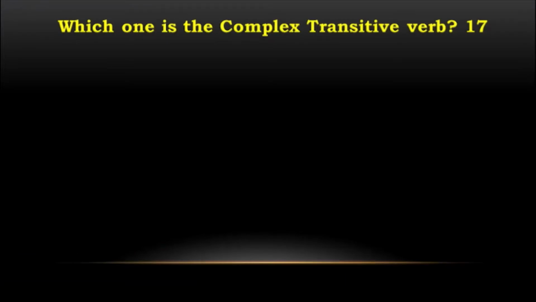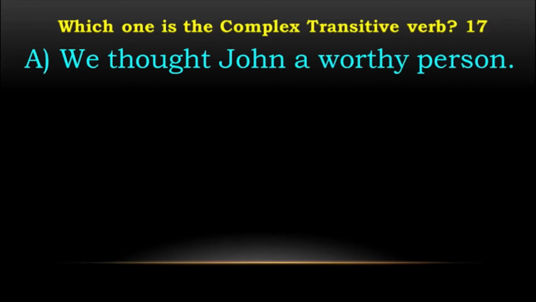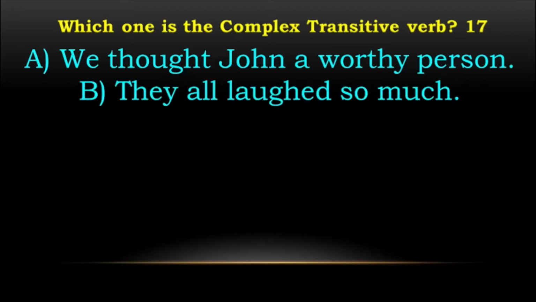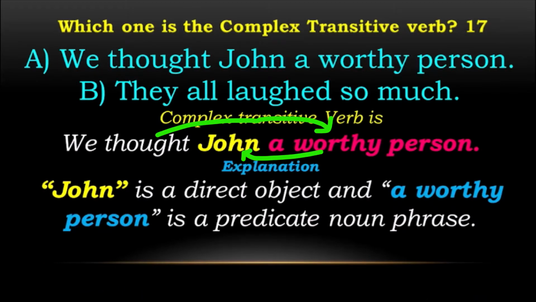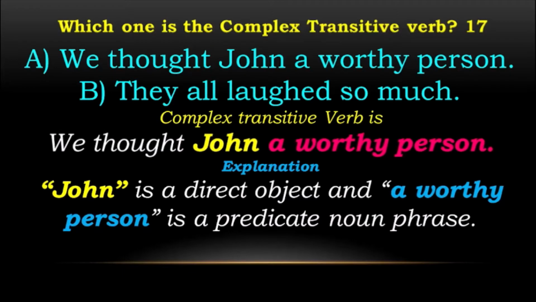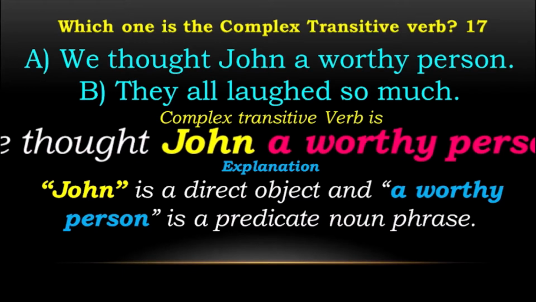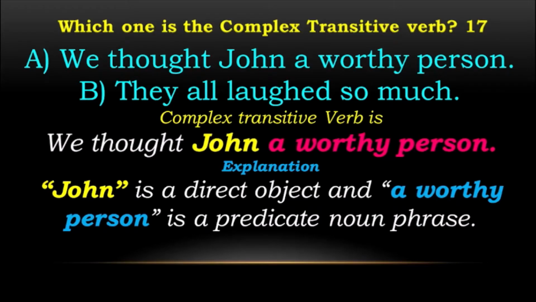The next one is there. Which one is the complex transitive? Now you can easily find it out. We have already done 1, 2, 3 and this is the third one. We thought John a worthy person. They all laughed so much. The complex transitive verb is, yes, we thought John a worthy person. Excellent. John is a direct object and a worthy person is a predicate noun phrase. It can be a noun, it can be an adjective, and it can be an adjective phrase. So this is very easy to find out. We thought John a worthy person.